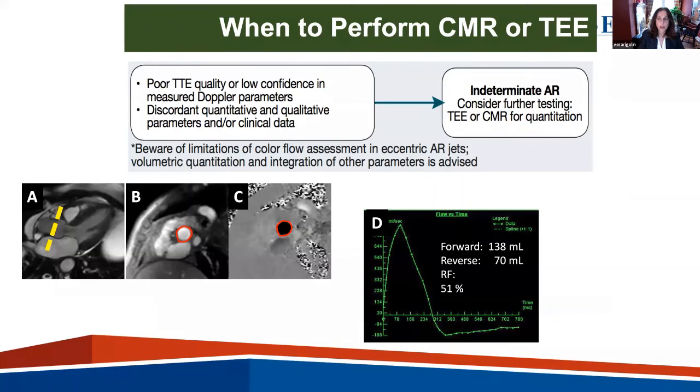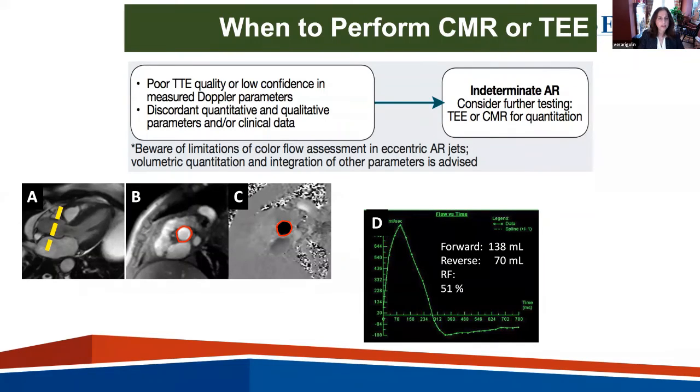There are times, even though echo is a wonderful technique and is the first line test to assess for regurgitation severity, there are times because of technical limitations or body habitus in which the echo is not giving the information we need and our confidence in the values is low. Or it may provide discordant information. So perhaps the regurgitation by all of our quantitative techniques are mild, but the patient has severe symptoms. So there's a discordance between symptoms and the clinical picture of the patient.